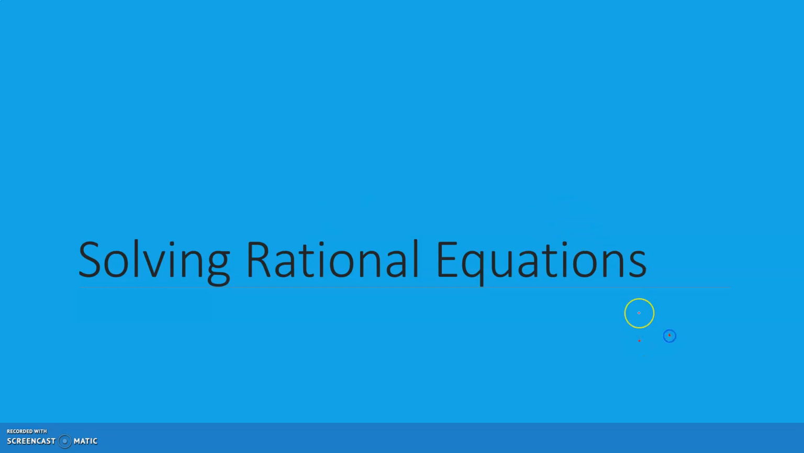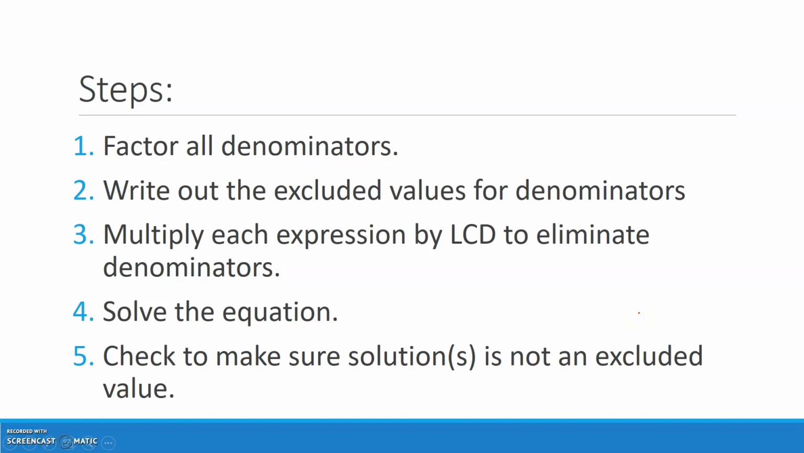Here are the steps. You're going to want to factor all of the denominators. Now, denominators only. You do not need to factor the numerator. In fact, don't factor the numerator. Then write out the excluded values for the denominator.